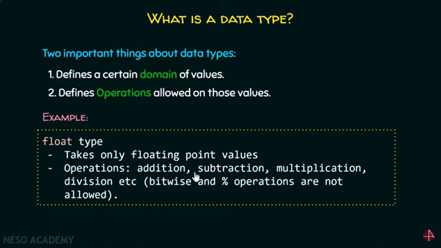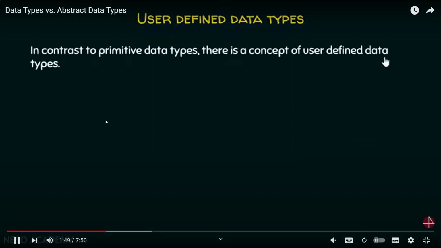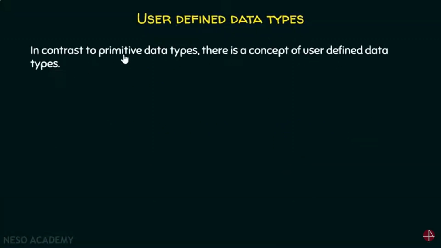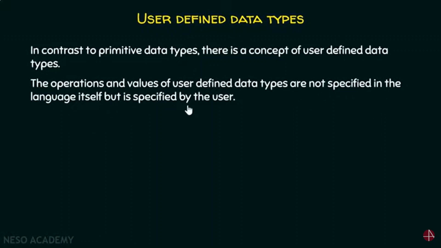So any data type contains these two things, domain and operation, and they are defined by the machine and computer. But when we talk about user defined data types, besides the primitive data types there is a concept of user defined types, where the operations and values are not specified in the language itself but are specified by the user. That means the user defines the domain and the operations performed on that particular data type.